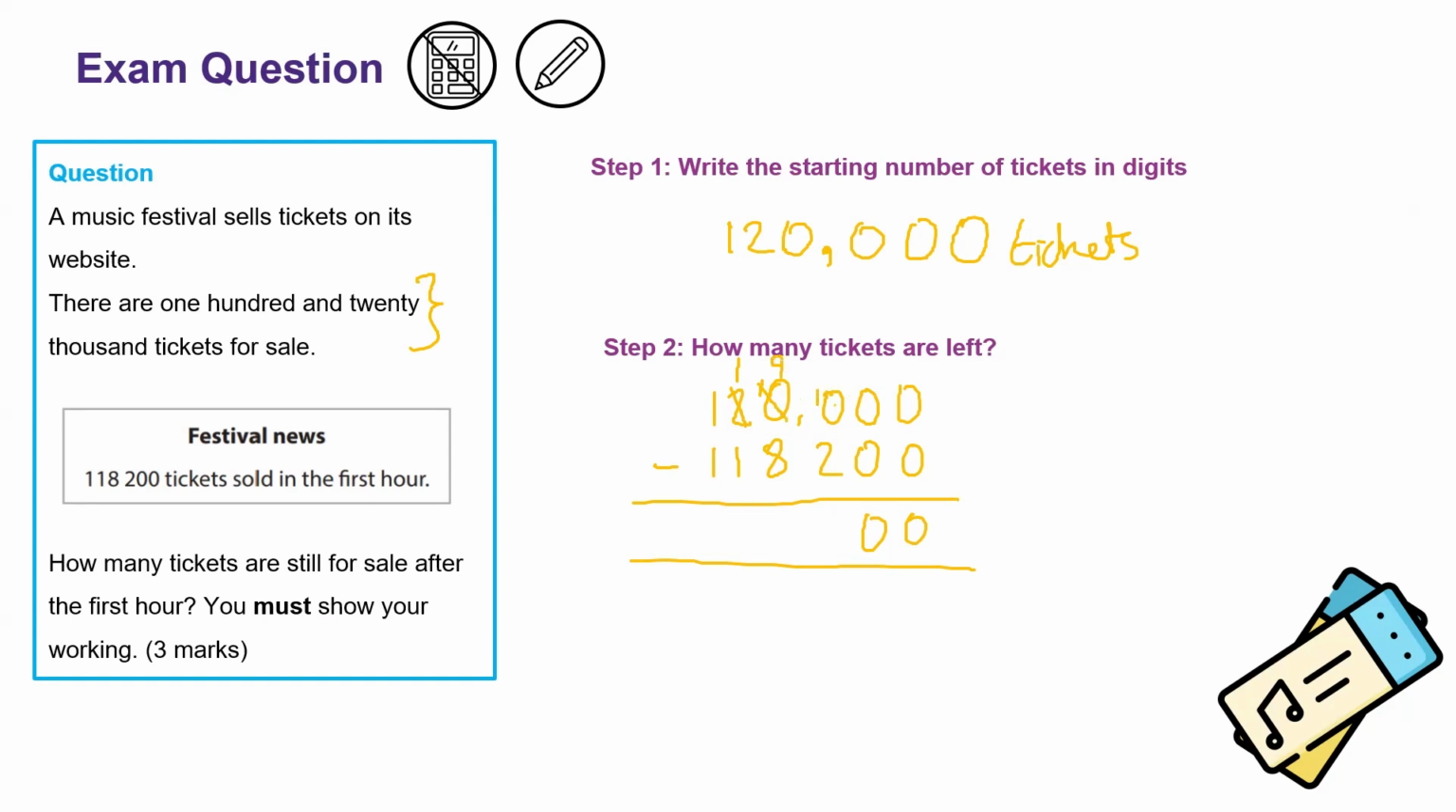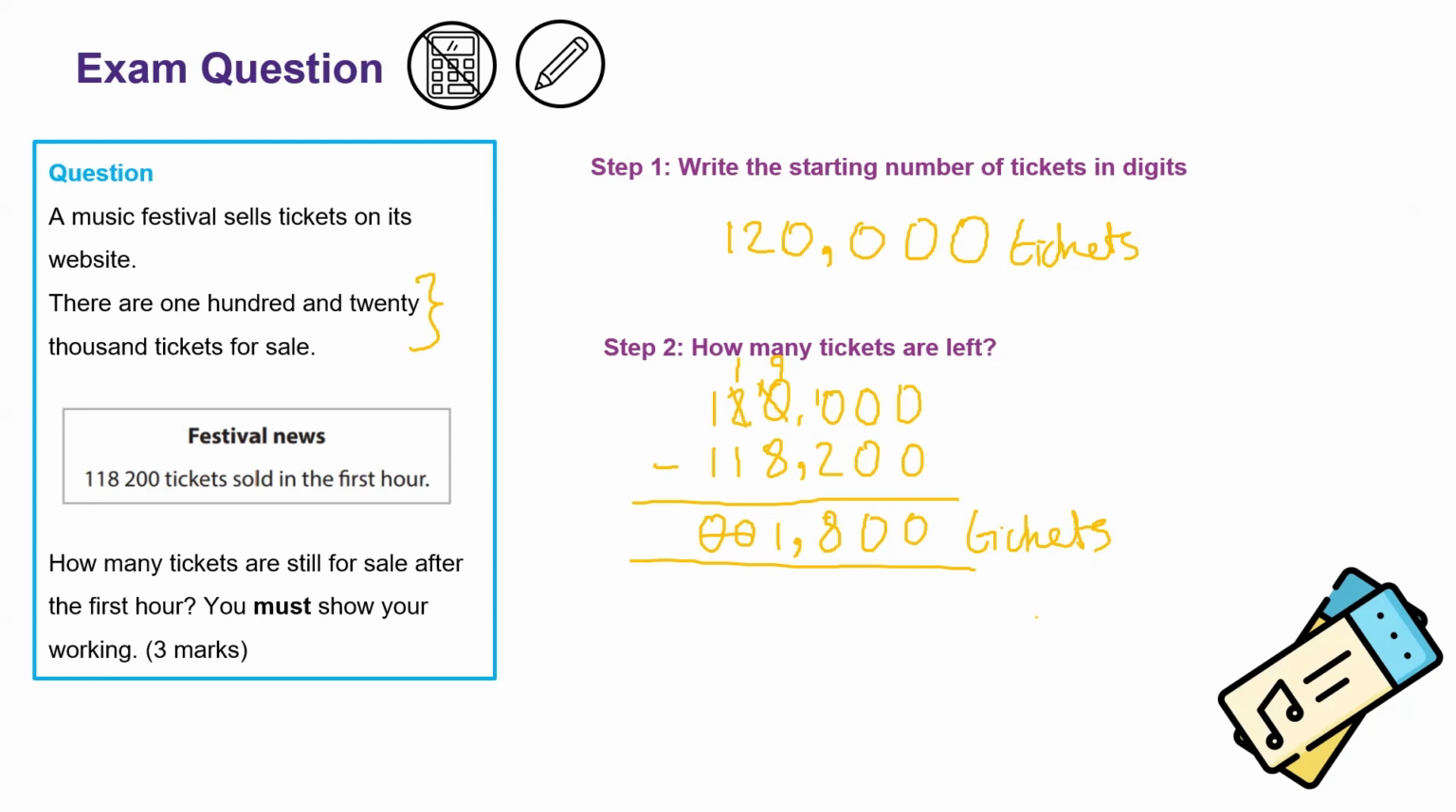This becomes a 1. So now we have 10 take away 2, which is 8. Now we have 9 take away 8, which is 1. 1 take away 1, which is 0. 1 take away 1, which is 0. So we can kind of ignore those zeros, put my commas in. And then we can see that we have 1,800 tickets left. And that is our answer there.